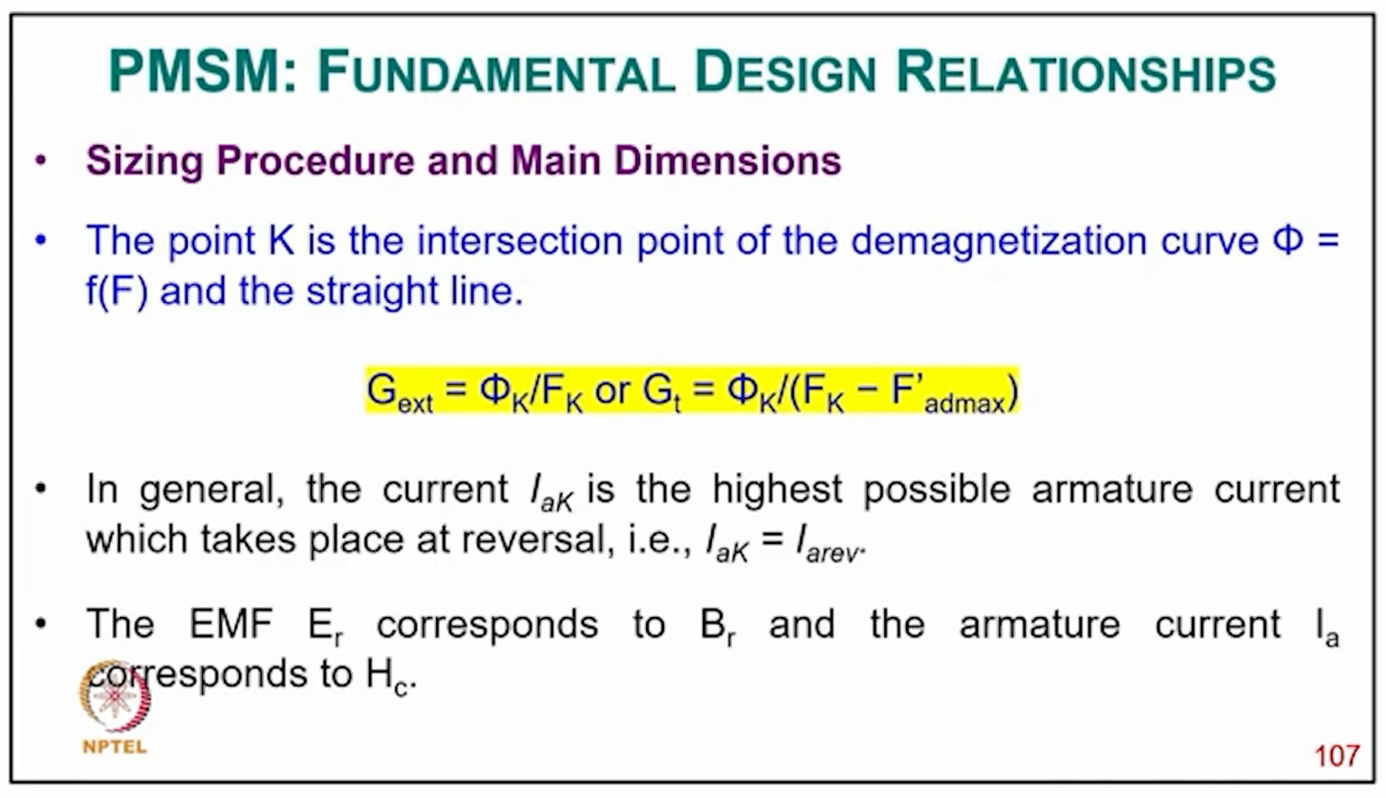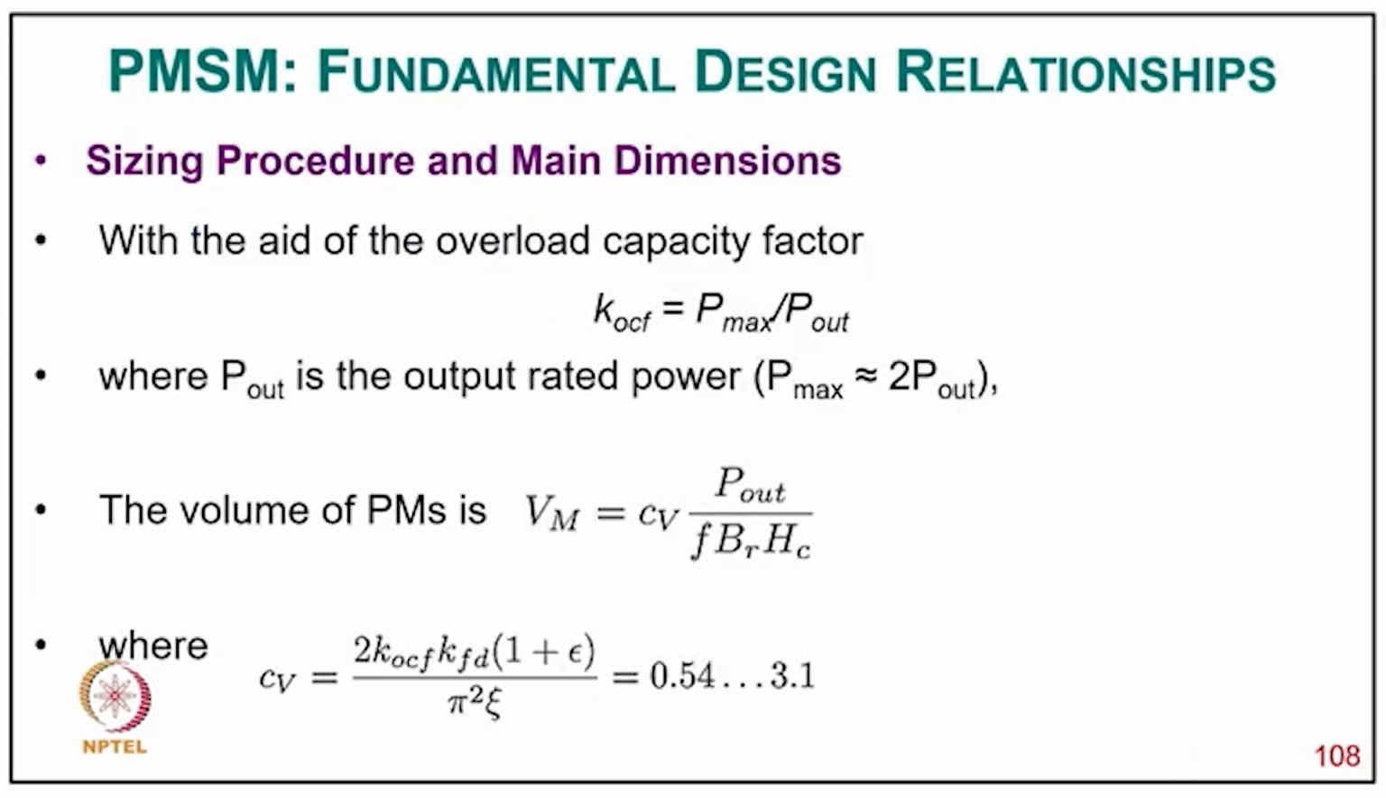add max dash. In general, the current Iak is the highest possible armature current, which takes place at reversal, that is Iak equals Ia reversal, and the EMF Er corresponds to Br, and the armature current Ia corresponds to Sc. With the aid of overload capacity, k equals Pmax upon Pout, where Pout is the output rated power and Pmax is approximately twice Pout. The volume of permanent magnets is Vm equals Cv Pout upon f Br Sc, where Cv equals c0 f kd f (1 plus eta) upon pi squared, and eta varies from 0.4 to 3.1.